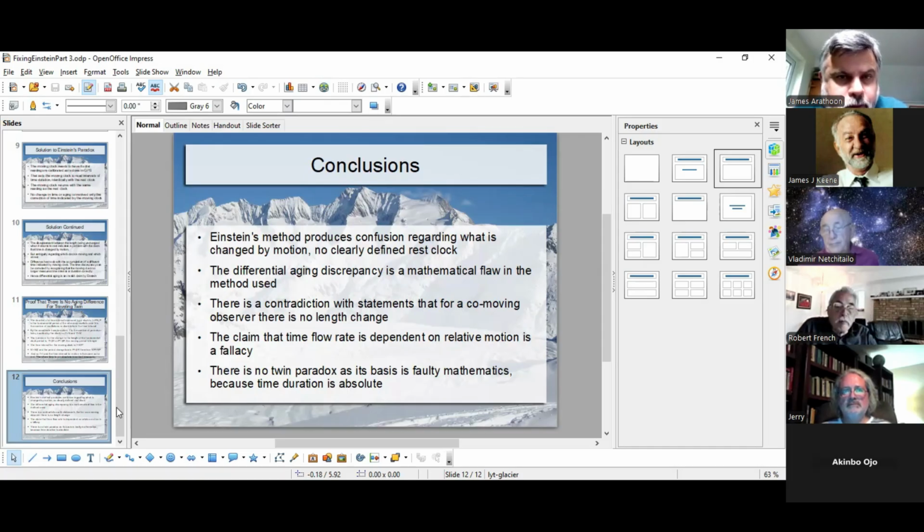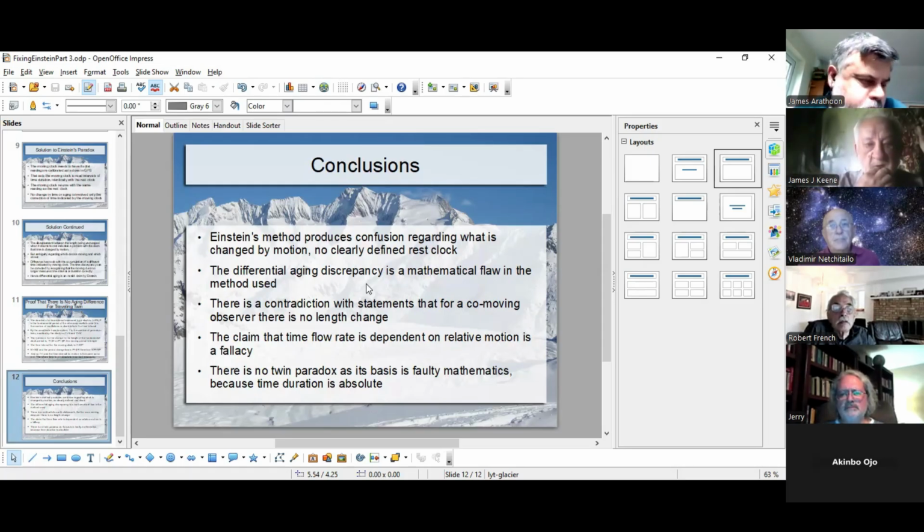Okay. So this goes back to the discussion that we had earlier, which is, how can you make a conclusion about a physical theory if you don't have the correct mathematics to compare against your physical theory? And special relativity doesn't have the correct mathematics.